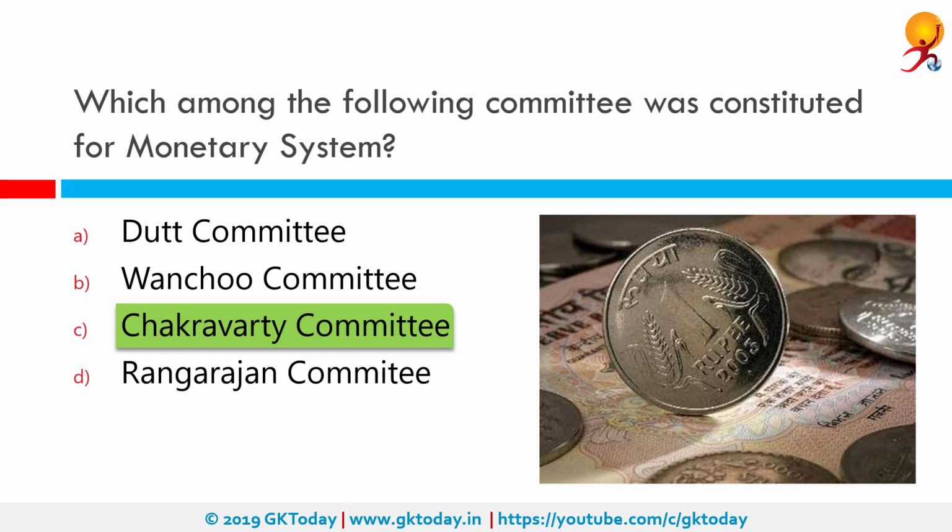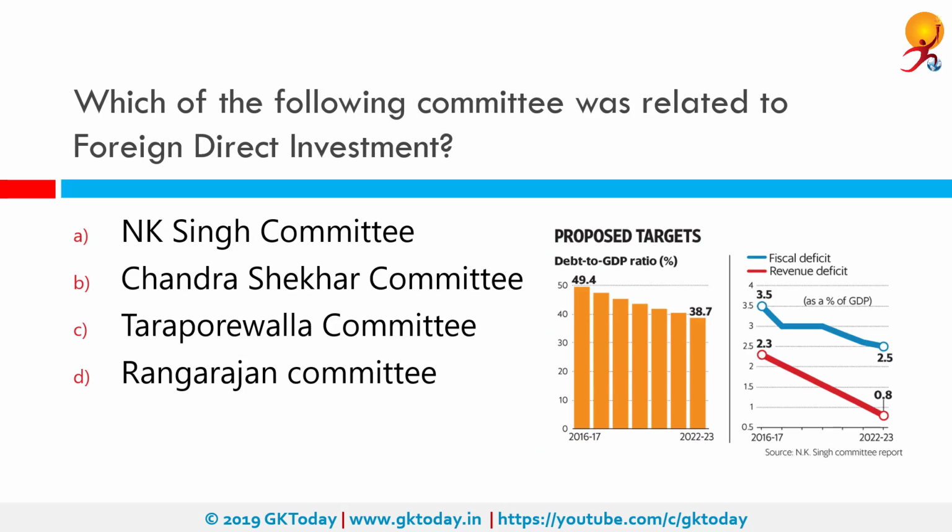The committee, which submitted its report in April 1985, believed that price stability was essential for promoting growth and achieving other social objectives. Which of the following committees was related to foreign direct investment? The correct answer is N.K. Singh Committee. It was also known as the FRBM or the Fiscal Responsibility and Budget Management Committee. It had submitted its 4-volume report on changes in the FRBM Act in 2013 to the Union Finance Minister Arun Jaitley. The 5-member committee was headed by N.K. Singh, who was a former Revenue and Expenditure Secretary and a former MP.